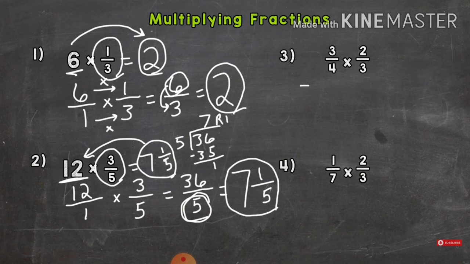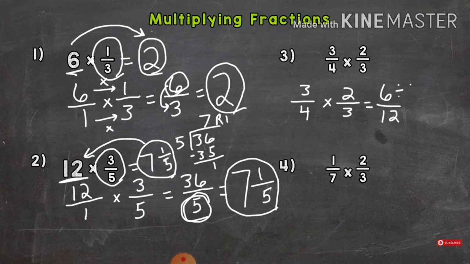So number 3, we have 3/4 times 2/3. All right, straight across. 3 times 2 is 6, and 4 times 3 is 12. So our answer is 6/12. Now that fraction can be simplified. It's a proper fraction, but we have a greatest common factor between the 6 and the 12 that we can use to simplify this fraction into its lowest terms.